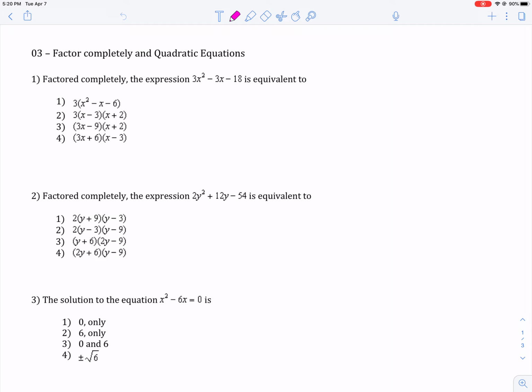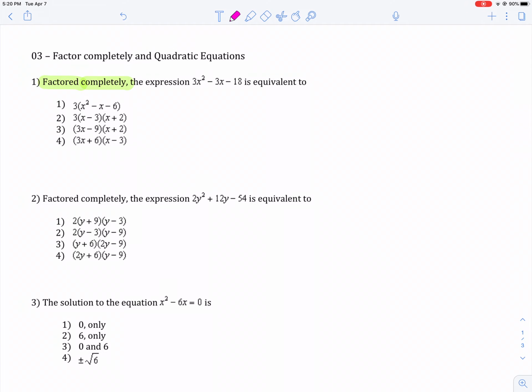Okay, so if you notice in the first question, it says factor completely. So that means you're factoring at least twice, more than once. And what is always the first thing you're going to look for? Look to make sure you have a GCF. So when you look at a 3 and an 18, there is a greatest common factor. They all have a 3 in common. Now, do they all have an x in common? They don't. So you can't take out an x.